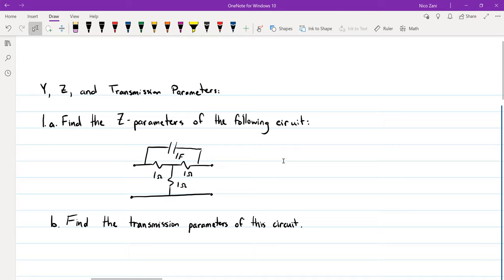But the Y, Z, and transmission parameters are the most important ones because they describe the impedance or the admittance of the circuit. And the transmission parameters are especially useful because they allow you to essentially just do the multiplication of matrices to describe transfer functions. So to start off, I will go ahead and go through this problem.